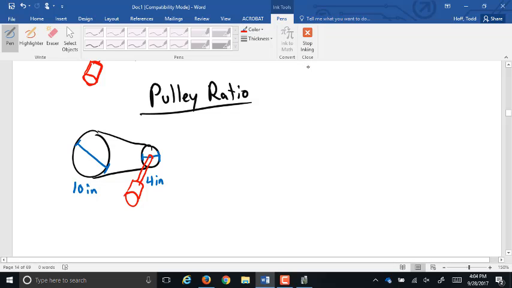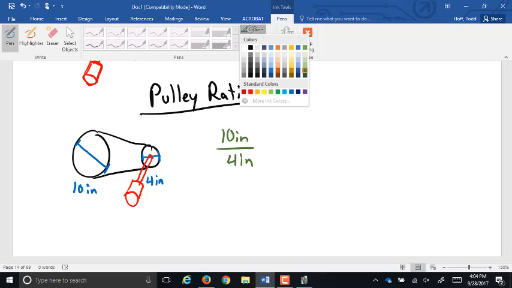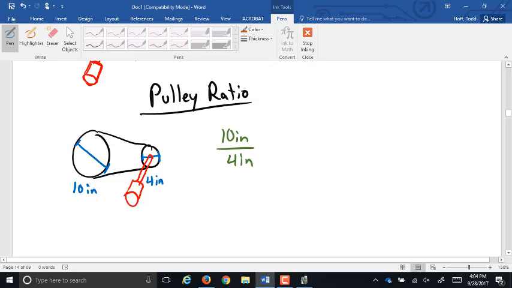So now again, if I cut the belt, which pulley stops? The 10-inch. So that one is the driven pulley. It goes on top. The 4-inch then is the driving. It goes on bottom. What can I reduce here? And cancel the inches. What else? Divide by 2. I get 5 to 2. Can I make that 2.5? No. It stays as 5 to 2.